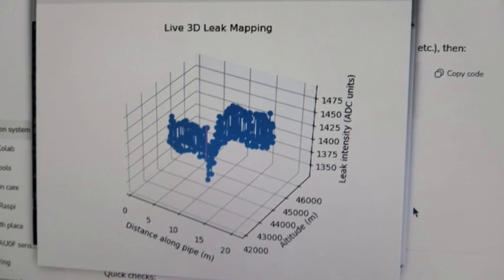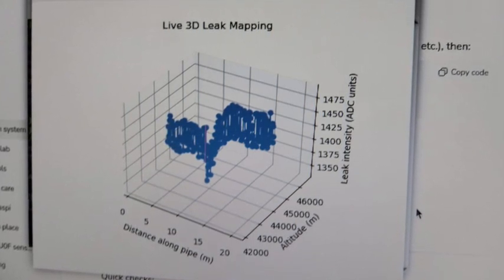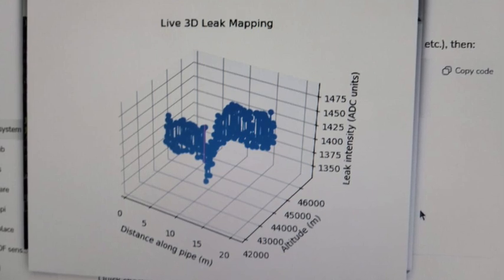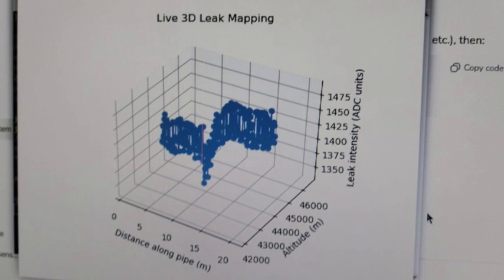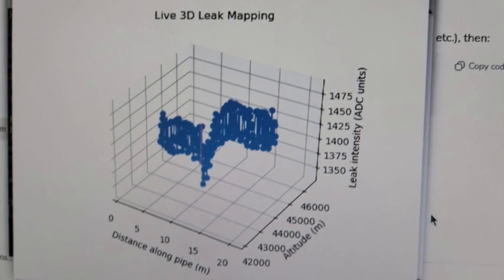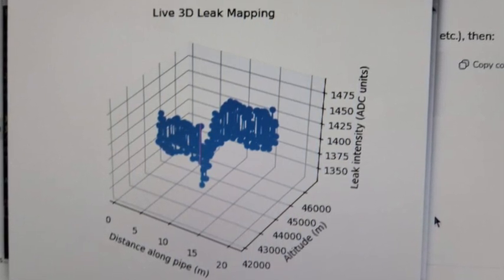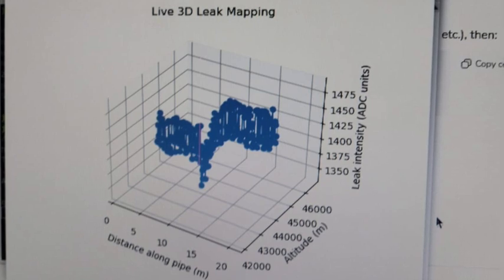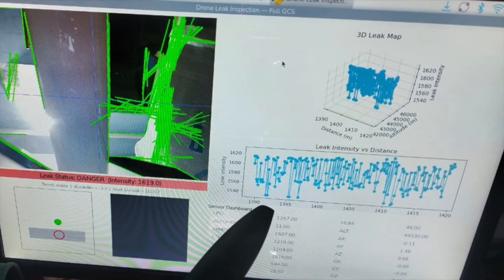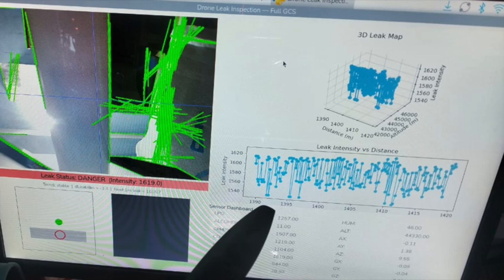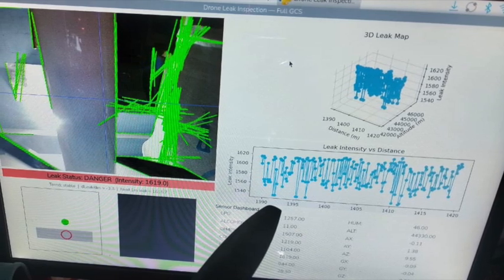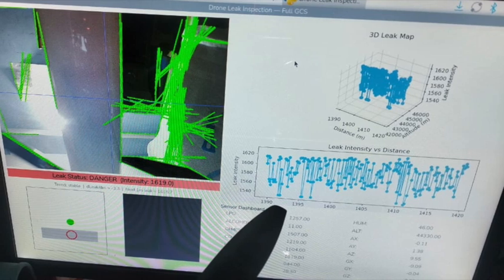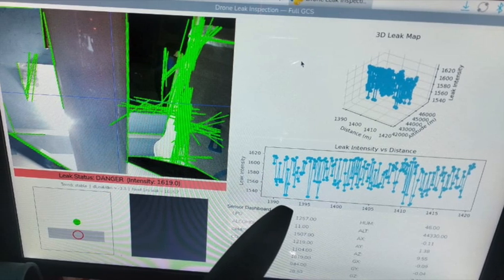We also have a time series 2D plot that shows leak intensity versus distance. This gives a very intuitive view of where the leak spike occurs. If methane suddenly jumps or CO rises, it immediately appears here. On the bottom, there's a live numeric dashboard showing LPG, CH4, CO, H2, ammonia, particulate matter, temperature, humidity, altitude, and all accelerometer and gyroscope values. Operators get exact real time numerical data, not just graphs.